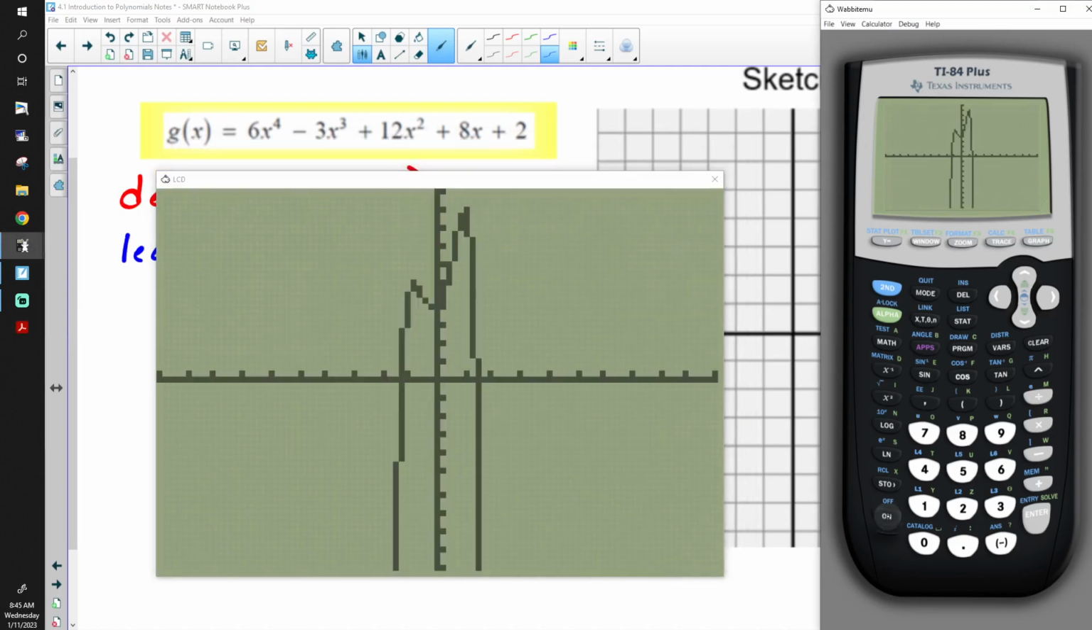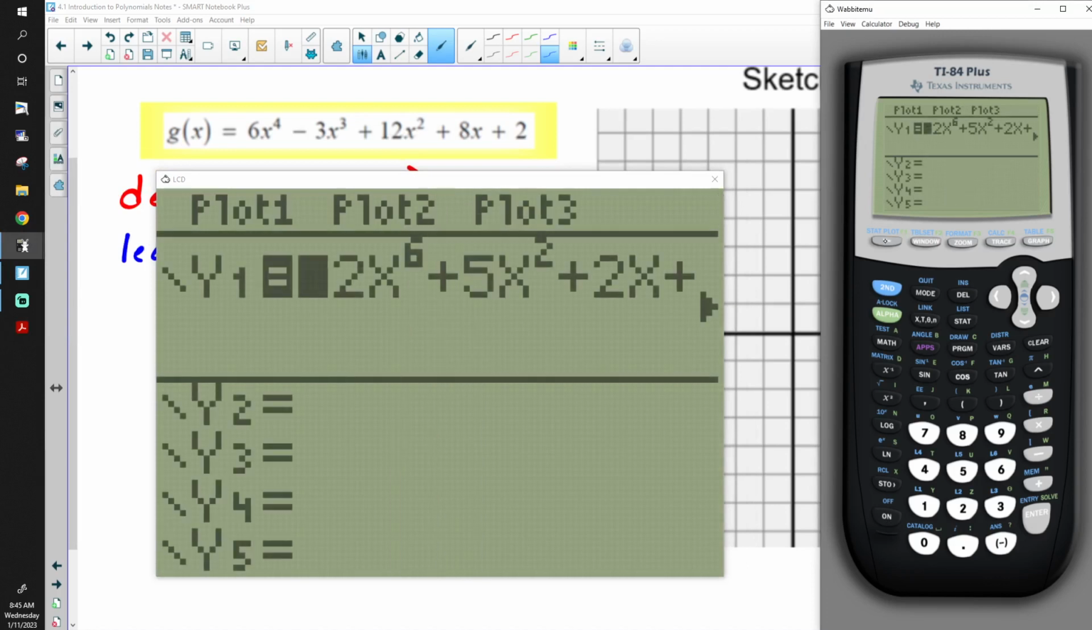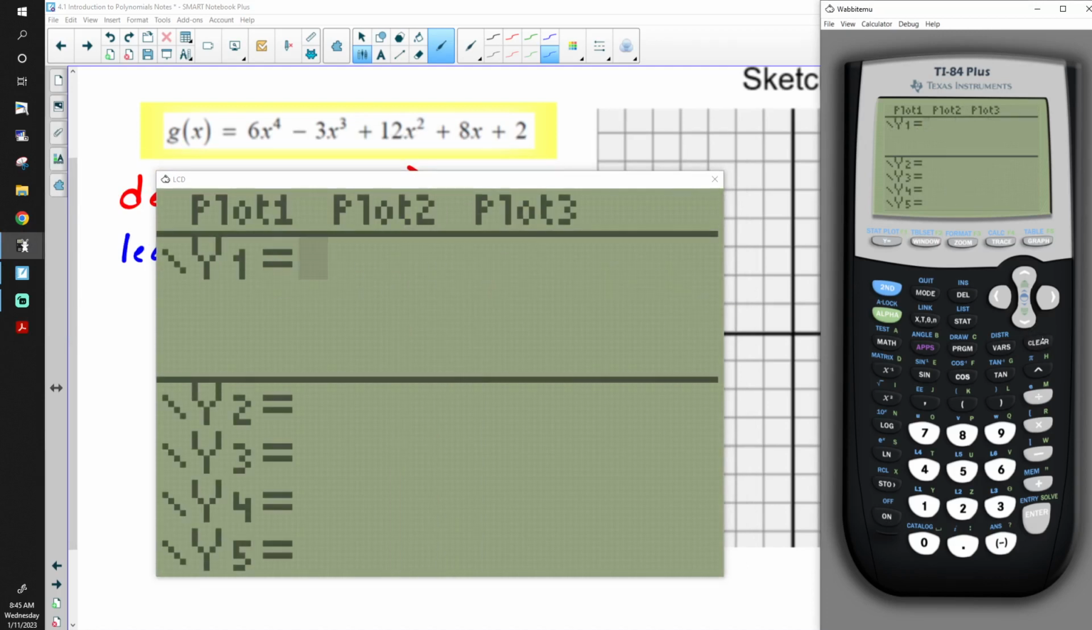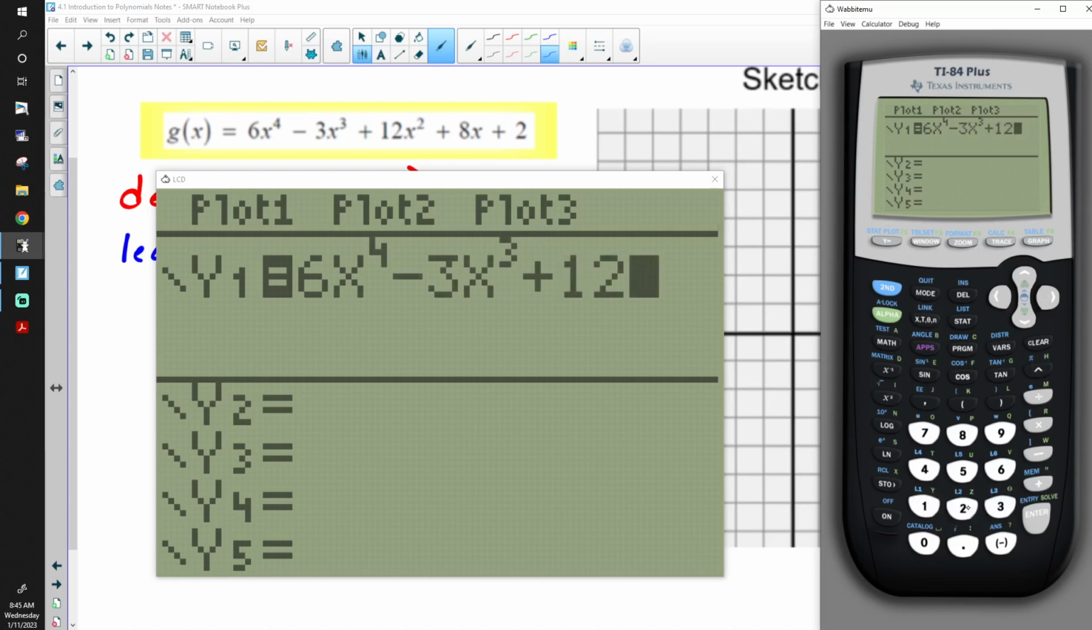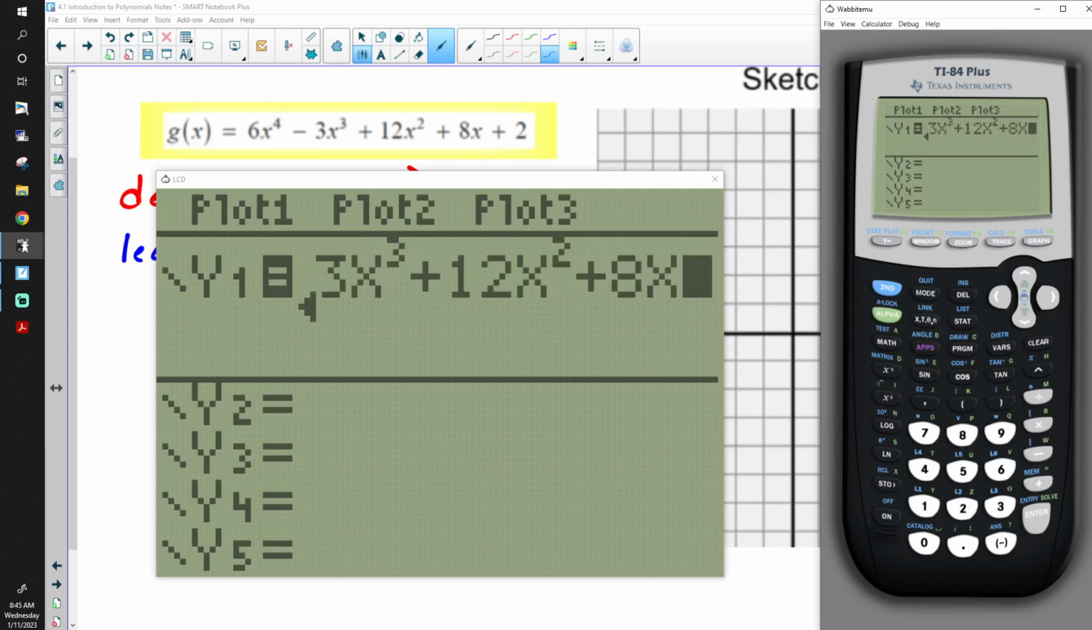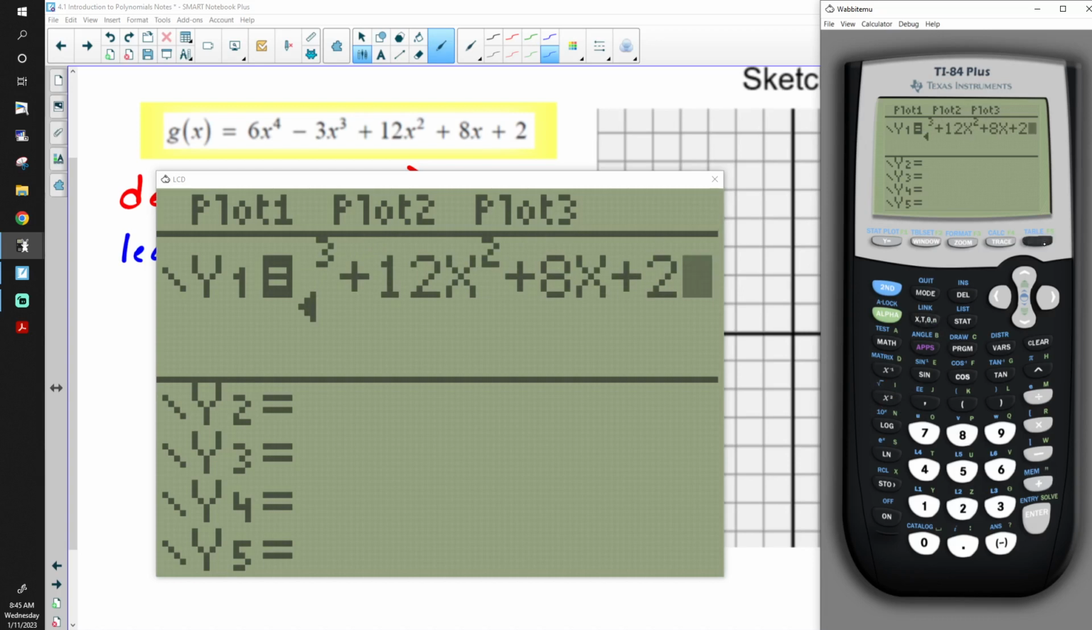Okay, so if I turn this bad boy on, clear this out, 6x to the 4th minus 3x to the 3rd plus 12x squared. This is a long one, isn't it? Plus 8x plus 2. Graph it.